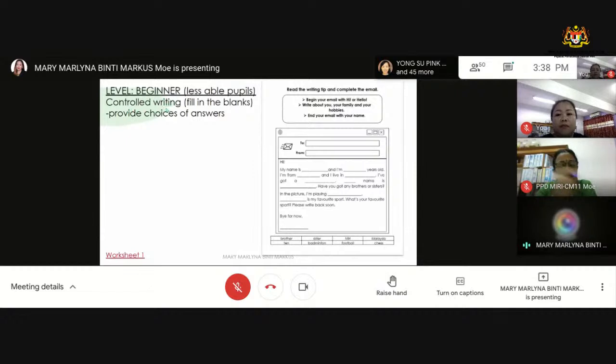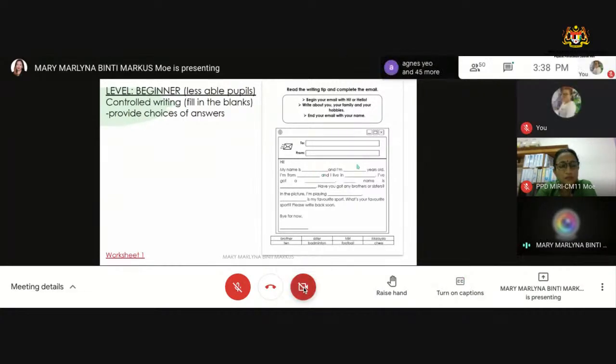Okay, this is controlled writing. Fill in the blanks where you provide choices of answers, except for the name. Of course, they have to put their own name. And then here is the email, the worksheet here. If you can, compare later with the guided for the intermediate level.